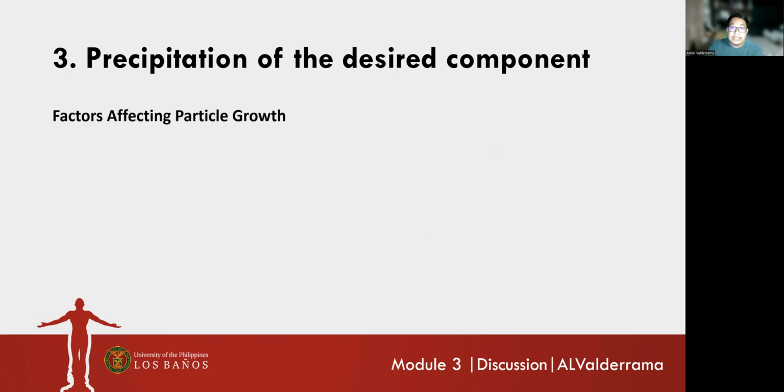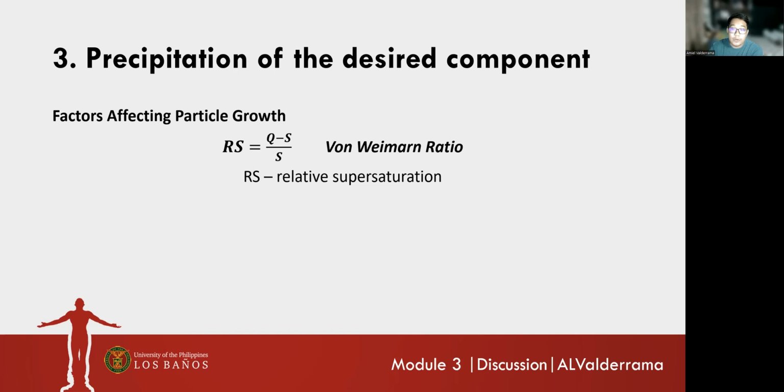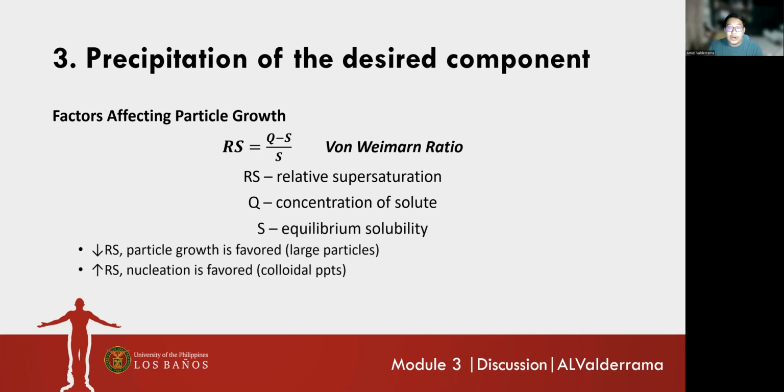So what are the factors affecting the particle growth? Here comes your von Weimarn ratio. The RS refers to your relative supersaturation. Your Q refers to your concentration of solute. Your S refers to your equilibrium solubility. So our aim here is to lower the RS value. So how do we lower the RS value? By having a high value of equilibrium solubility and a low value of concentration of solute.